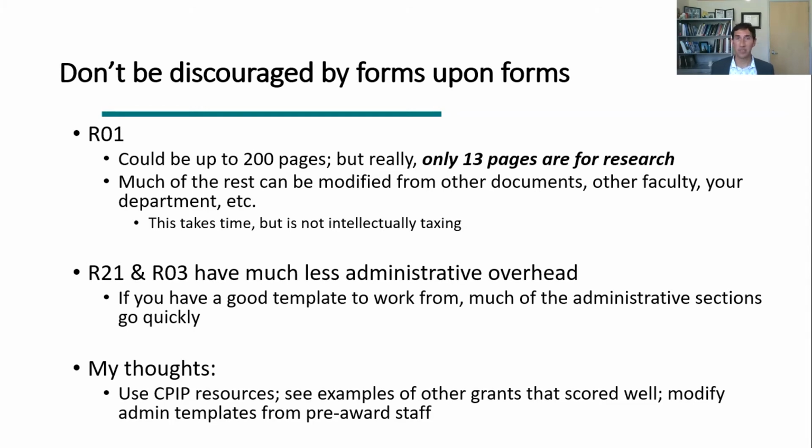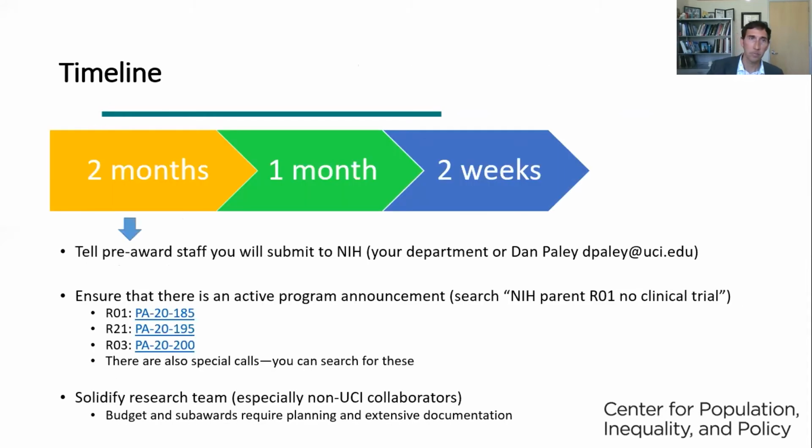And my thoughts about these, again, is rather than feeling kind of mystified by the forms, use the resources you have. CPIP can help you. Examples from other grants that scored well could give you an idea of how to pitch yours. You can modify administrative templates from pre-award staff. And I encourage you to avail yourself of all those resources. And then focus on the science, and all these other things will flow logically. Here's a timeline.